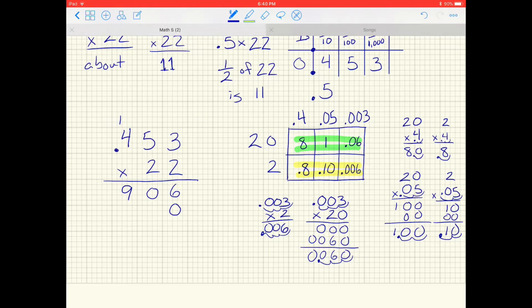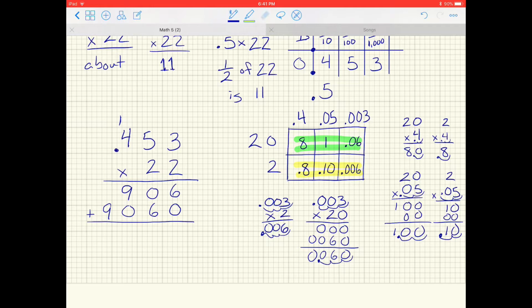Now this next one, I'm really multiplying by 20, so I'm starting with a 0, and then 2 times 3 is 6. 2 times 5 is still 10. 2 times 4 is still 8. Add that 1, and I get 9. Notice I've got the same digits here. A 906 and another 906 with an extra 0.